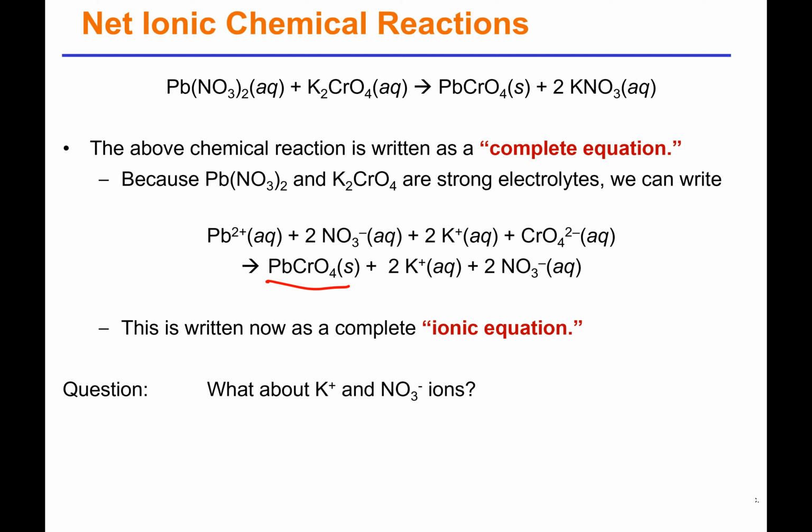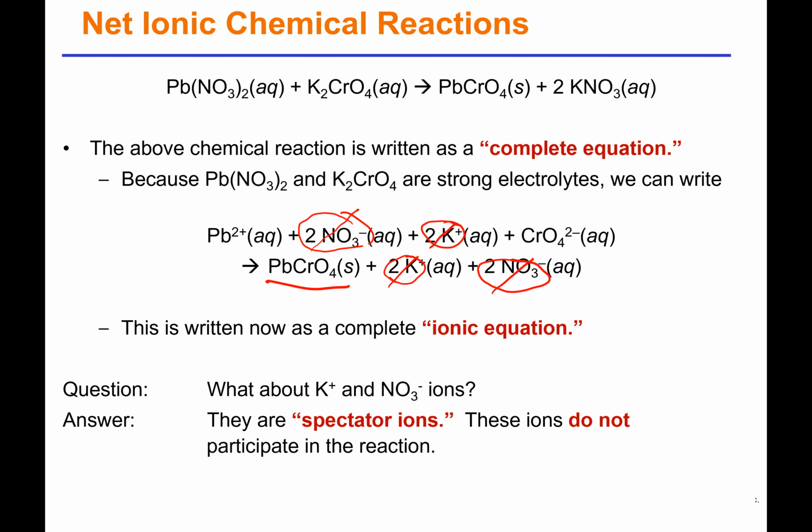So if I take a look at this, what about potassium and nitrate? If I look on my product side, I see potassium. If I look at my reactant side, I see potassium. So I could potentially cancel those out. If I look on my reactant side, I see nitrate. If I look on my product side, I see nitrate. So again, I could potentially cancel those out. What am I left with? I'm left with lead plus chromate gives me lead chromate.